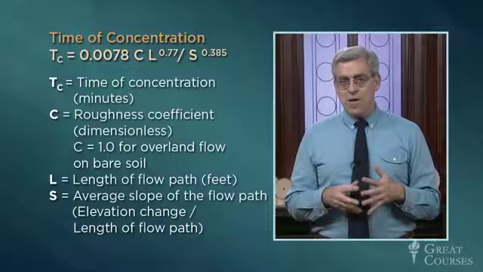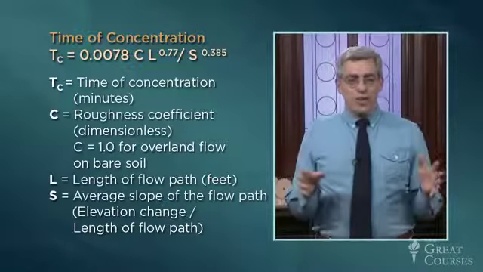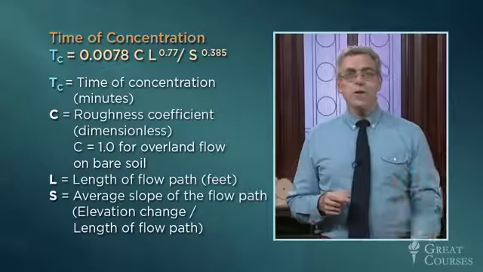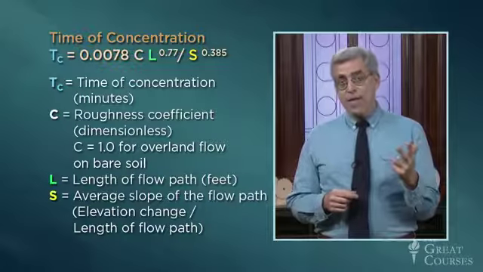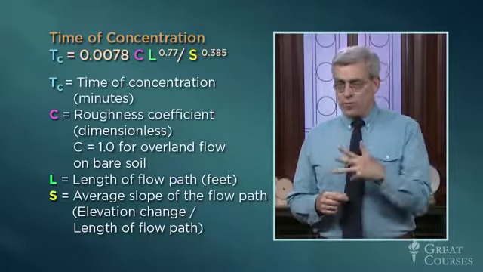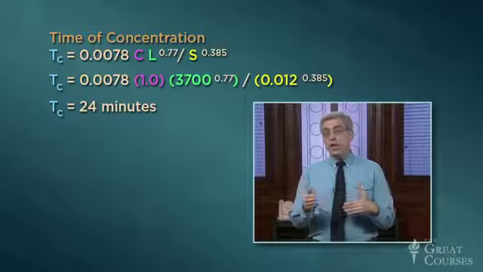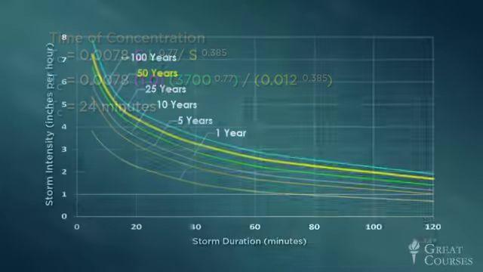Now, over the years, engineers have developed a variety of different empirical equations to estimate the time of concentration. Believe it or not, this is one of the simpler ones. Regardless of which equation is used, the time of concentration will always depend on 3 factors: the length of the flow path, the slope of that path, and the roughness of the ground surface. When I substitute the appropriate values for our project site, the resulting time of concentration is about 24 minutes.